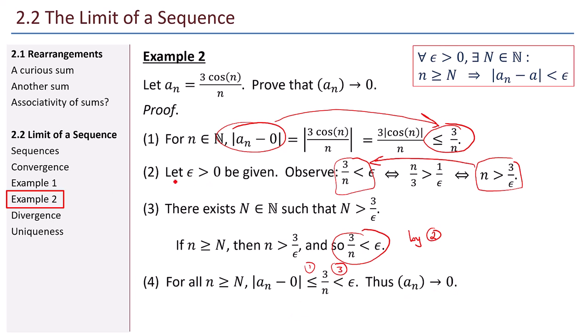Reading back through, let epsilon greater than 0 be given. There exists a big N, that's a natural number, with the property that, for all little n greater than or equal to big N, the absolute value of a sub n minus 0 is less than epsilon. And there it is. We were able to prove that this sequence converges to 0.